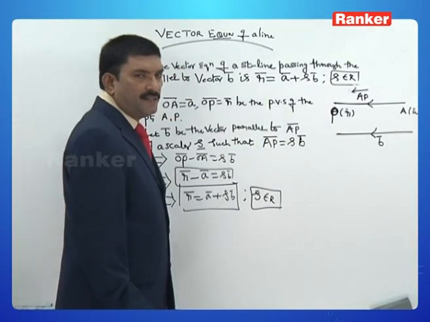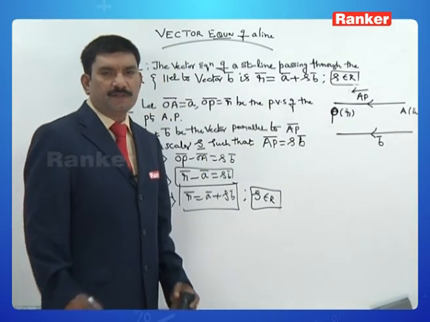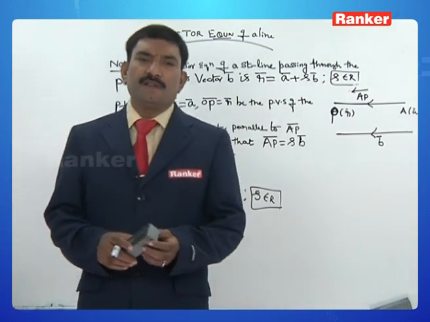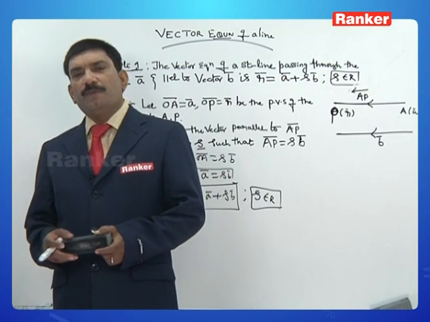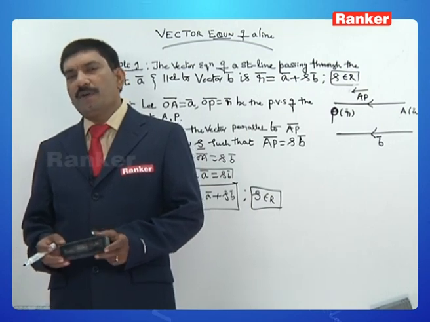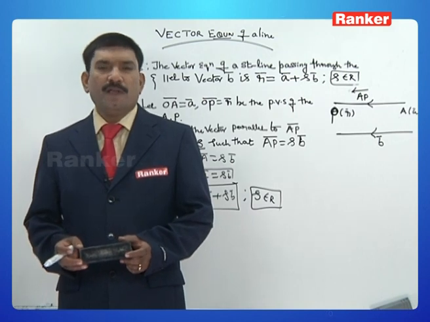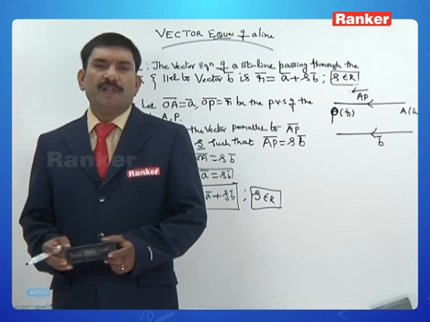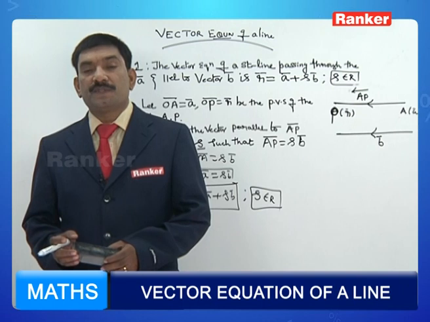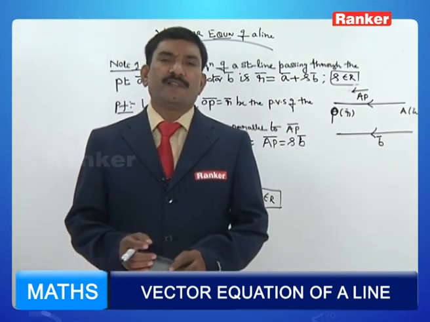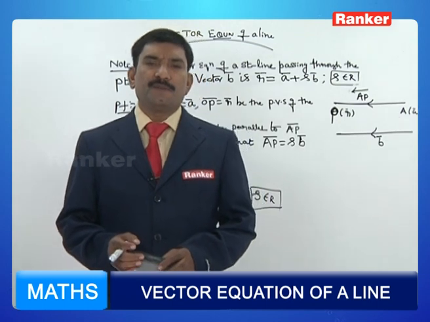where S belongs to R. Yes, students, now we came to know the vector equation of a straight line passing through the point A bar and parallel to vector B bar. Now I want to find out its Cartesian form, means in terms of x, y, z, we are supposed to find out.